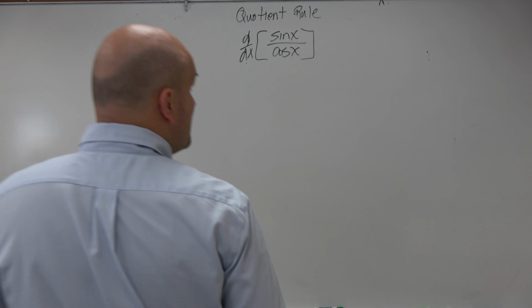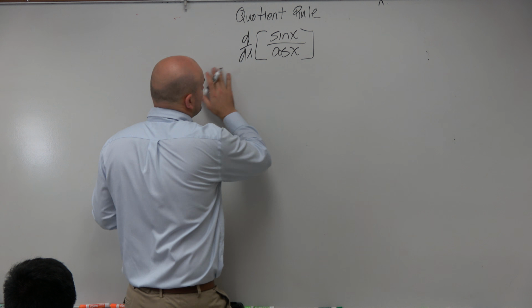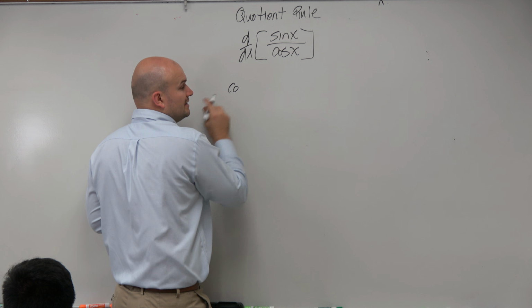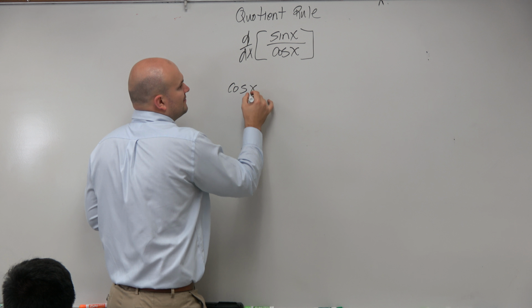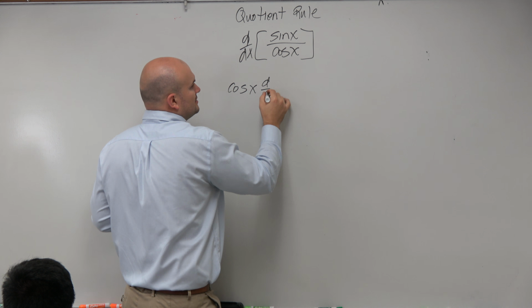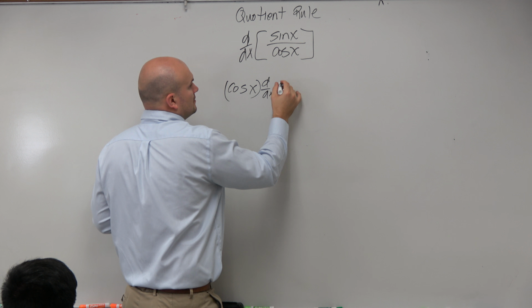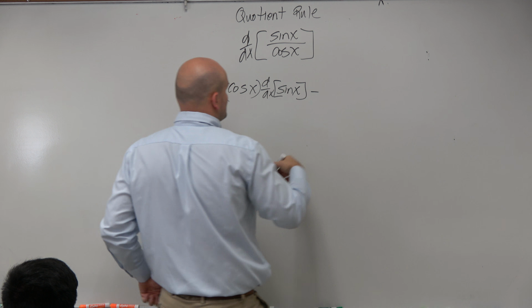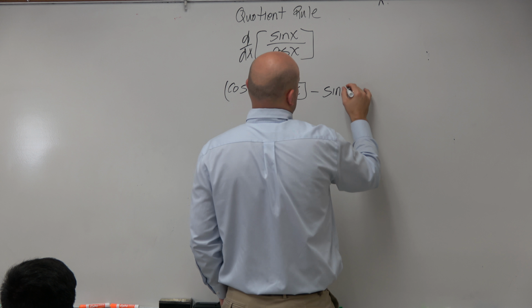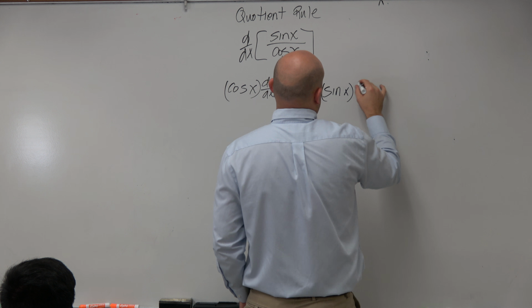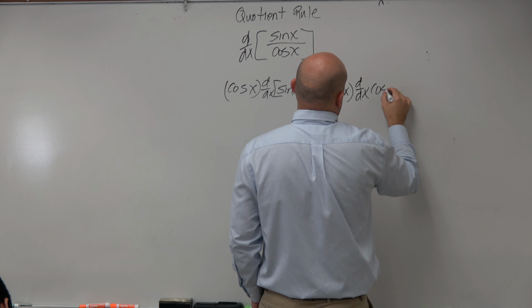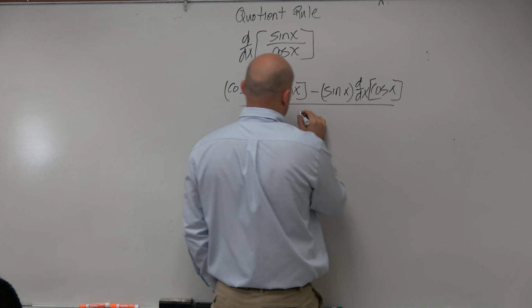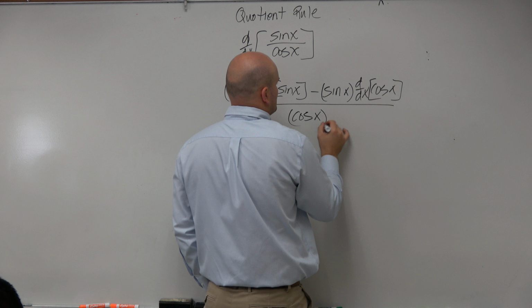So, when looking at this here, again, we're going to have, using the derivative or the quotient rule, cosine of x times d over dx of sine of x, minus sine of x times d over dx of cosine of x, all over cosine of x squared.